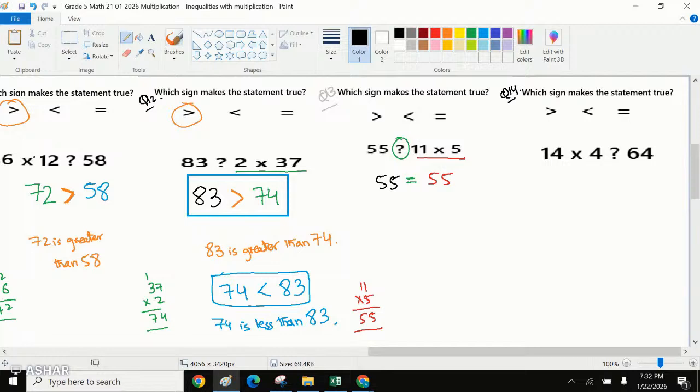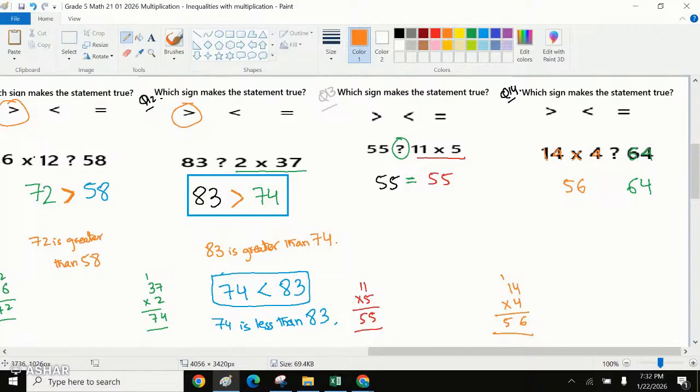Okay, we have 14 multiplied by 4 and 64. So 64 can be written as it is, 64. But we need to find 14 times 4. 4 times 4 is 16. 4 times 1 is 4 plus 1 is 5. So can we say this equals 56?